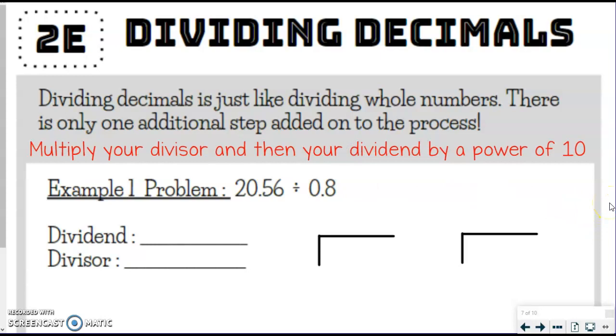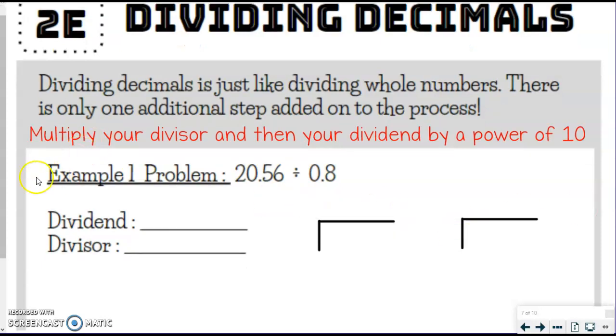What you need to do when you have a decimal divided by another decimal, so not just a decimal in your dividend, but also in your divisor, you need to multiply your divisor and then your dividend by a power of 10. Now, if you don't know what I mean by a power of 10, you should pause this video, go back and take a look at that optional video about multiples or multiplying by a power of 10, and that will help you with this. But if you get what I'm saying, then let's move on to the next thing.